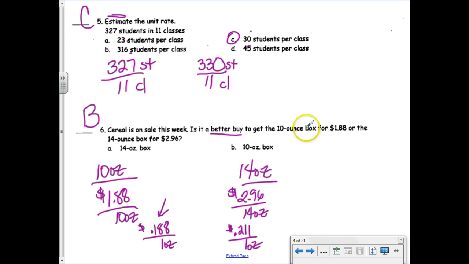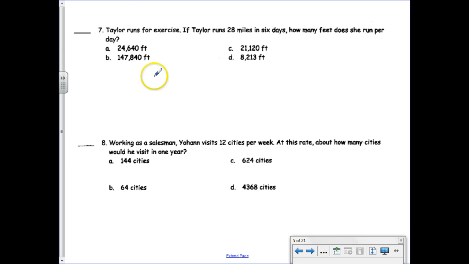Show me the work. That's what I'm going to look for. Alrighty, turn the page. Here we go. Taylor runs for exercise. She has run 28 miles in the past 6 days. Now it says, how many feet does she run per day?